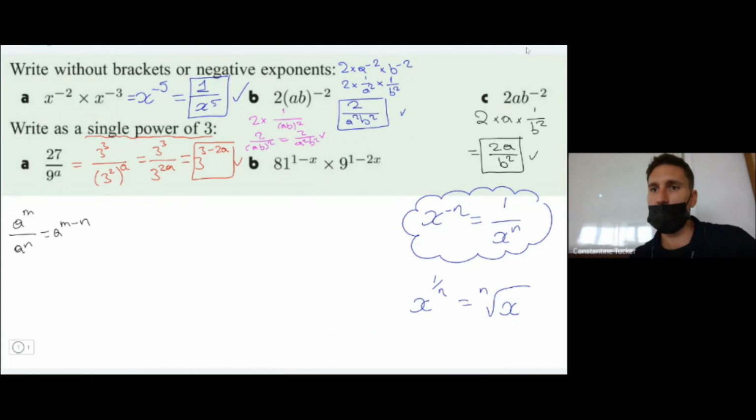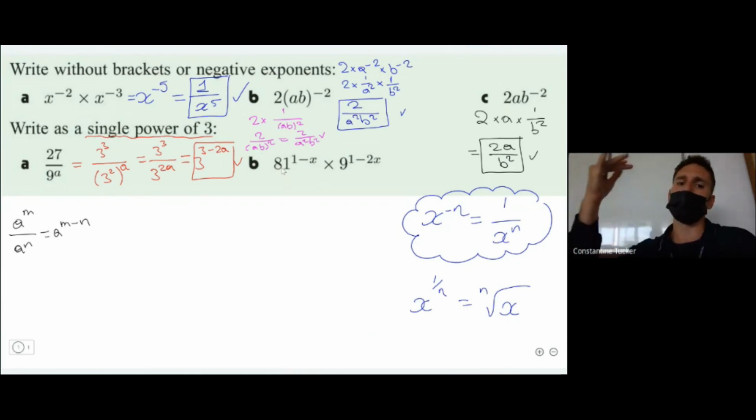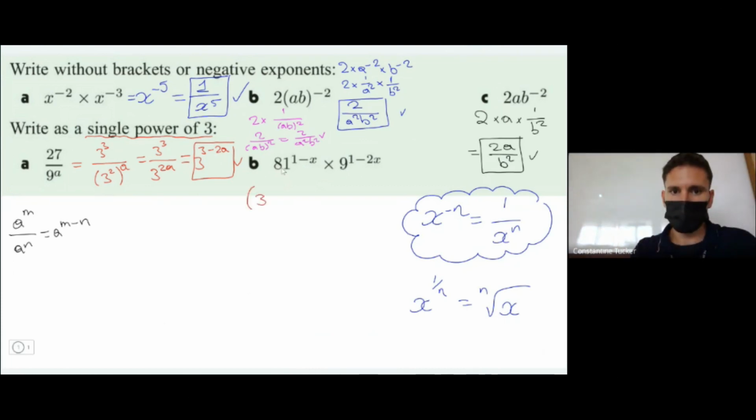Everything needs to be a power of 3. How can we write 81 as a power of 3? Think about it. The 3 to what power gives you 81? Yes. Yes, we don't say kick in English, but I understood.